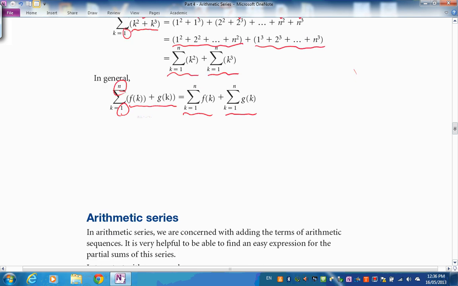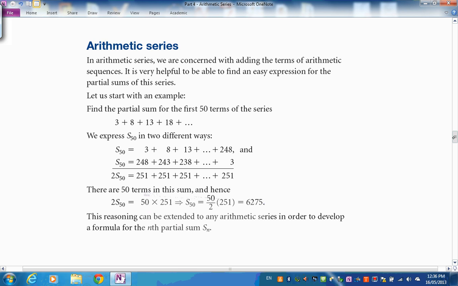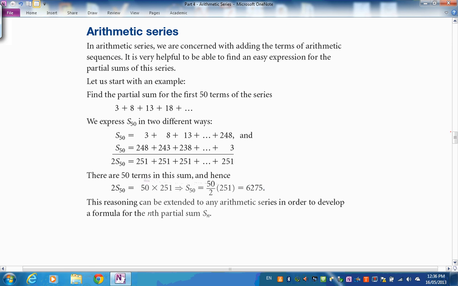All right, let's come down now and have a look at arithmetic series. We're looking at adding the terms, aren't we? That's the difference between a series and a sequence. We're looking at adding up all the terms. How are you going to do that? The first 50 terms, a partial sum. Let's say this keeps going, this arithmetic series here. So how could you do the first 50 terms?